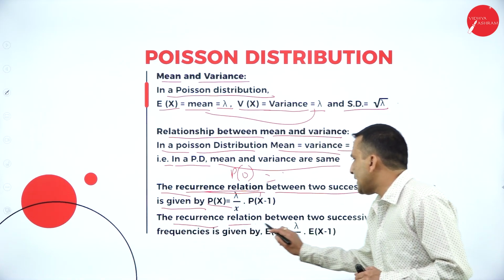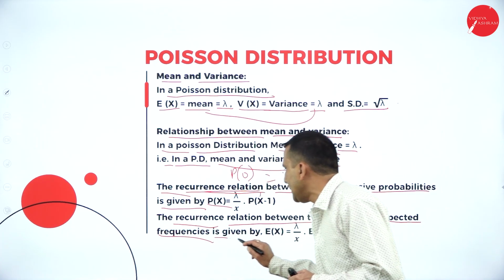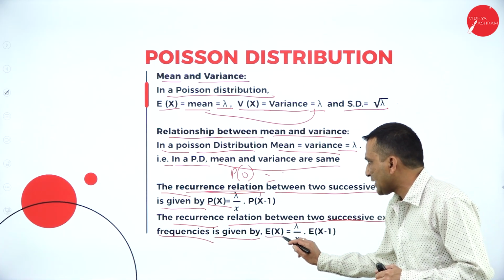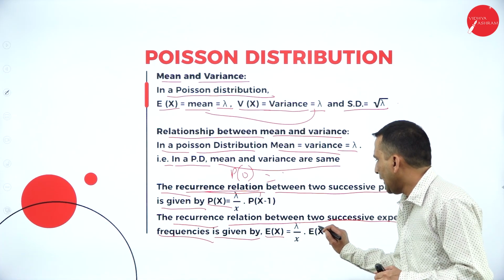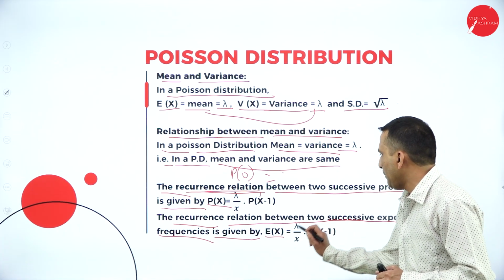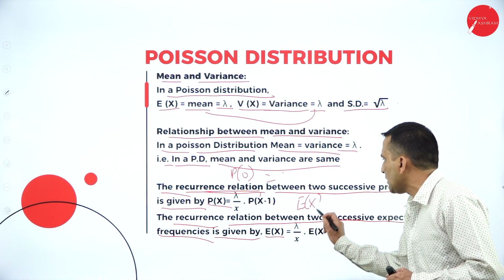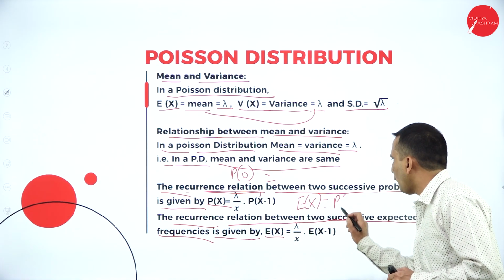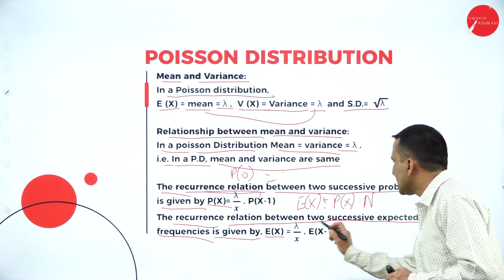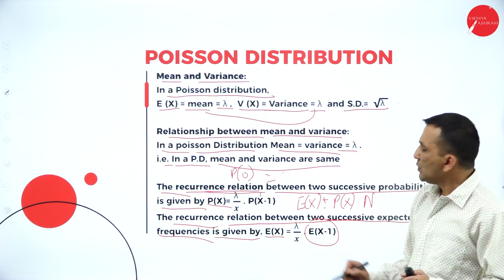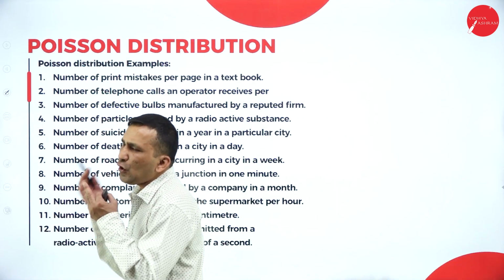The recurrence relationship between two successive expected frequencies is given by E of x equals lambda divided by x into E of x minus 1. For example, the first value of x is calculated, so E of x is equal to P of x into n. What we get is then used for the next value, so we go on substituting. Moving forward, there are a few examples.